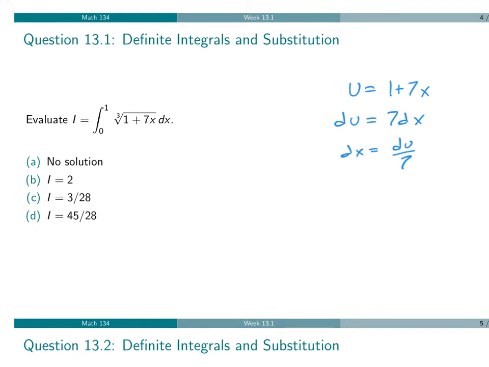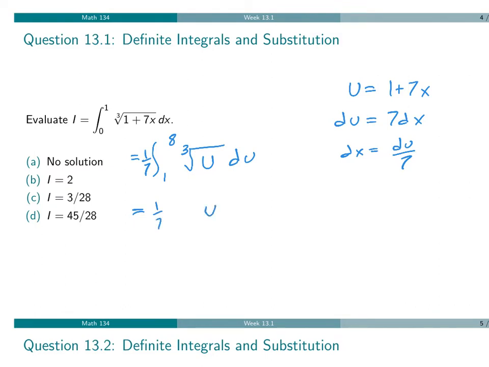So this time when we plug in 0, we get 1. So we have an integral from 1 to the upper limit. When we plug in 1, we get 8. And we have a cube root of u. And then dx becomes du over 7. So a 1/7 I'll pull outside, so I don't have to worry about that anymore. It's nice to pull the constants outside. So 1/7 just comes along.